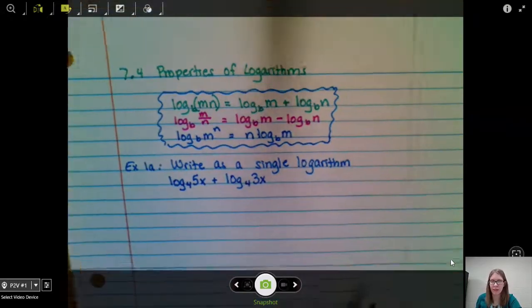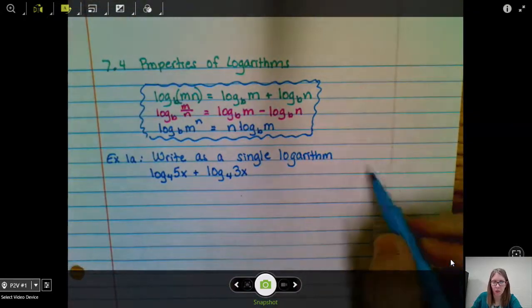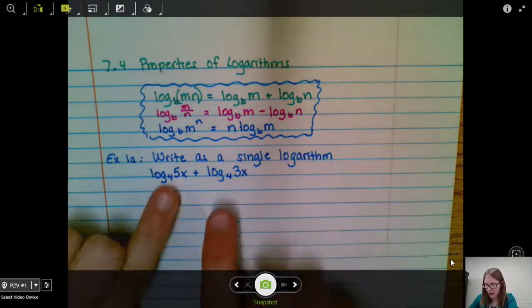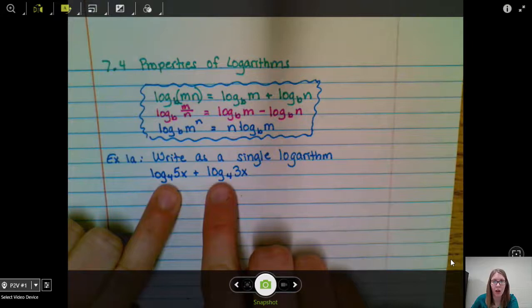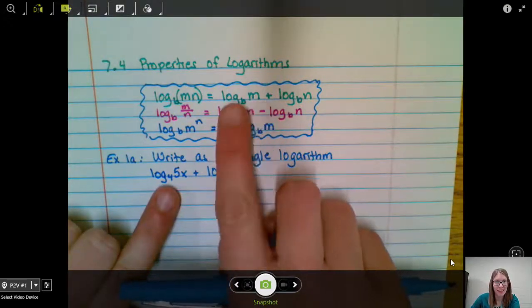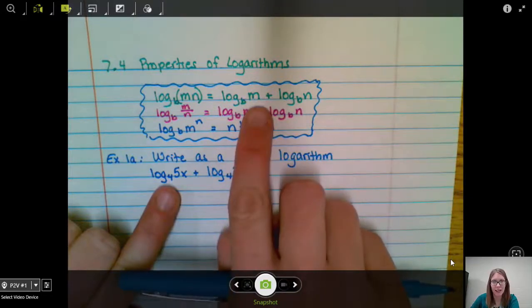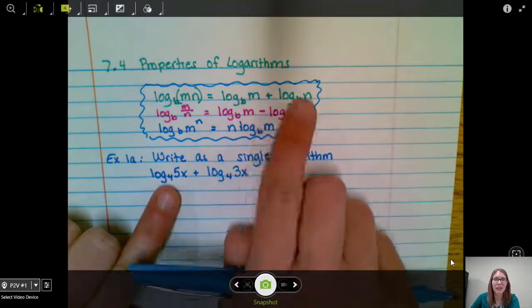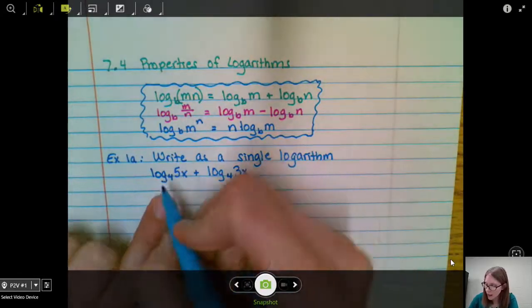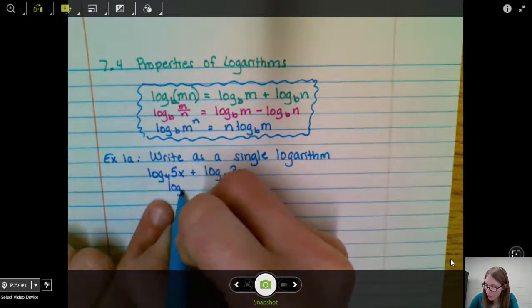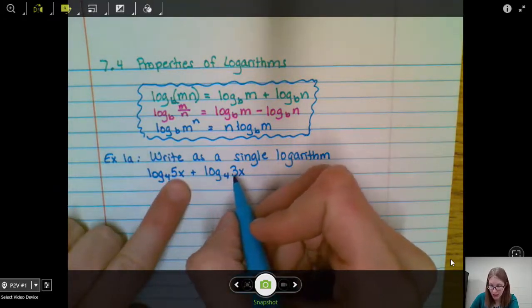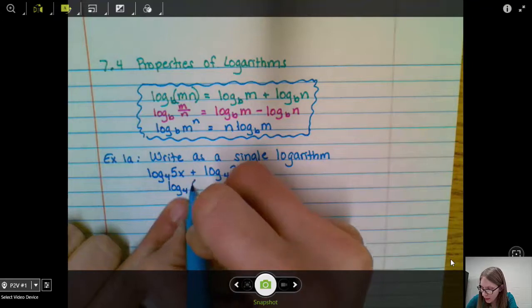And I'll do 2 examples here, so leave yourself a little bit of room over on this side. Now, the first thing that I see is that I have one logarithm plus another logarithm. Well, this top property is where I see the 2 individual logarithms added together. I can multiply the individual pieces because I have the same base here. So the log base 4 of 5x times 3x is what I'm going to end up with.